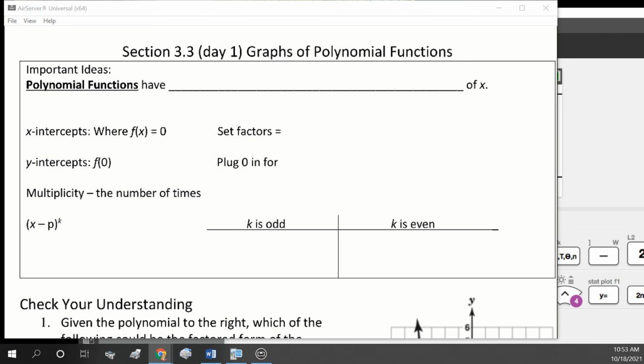Okay, so some important ideas is that polynomial functions have positive integer powers. So you're not going to have any negative exponents on your x. You're not going to have any fractional or decimal exponents on your x. It's going to be like x squared plus x cubed plus x, just normal, regular integer numbers.